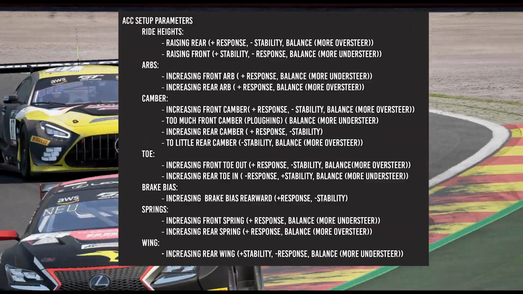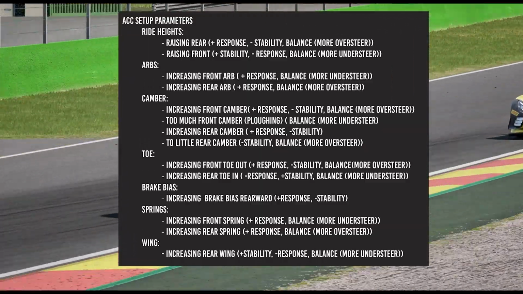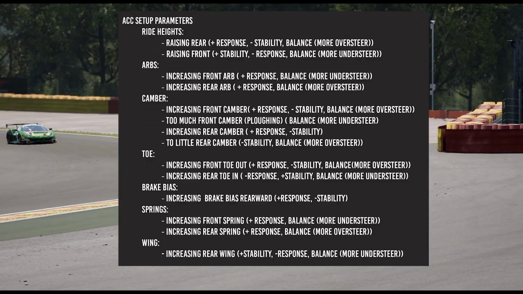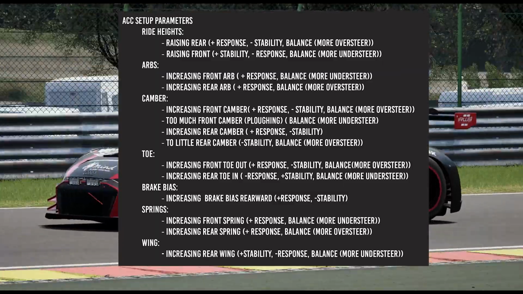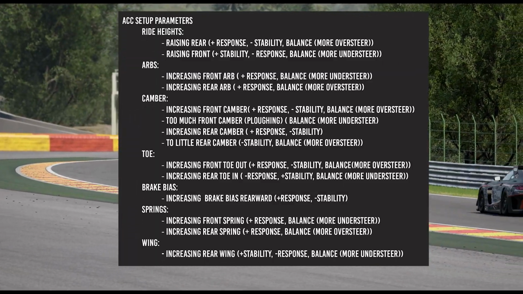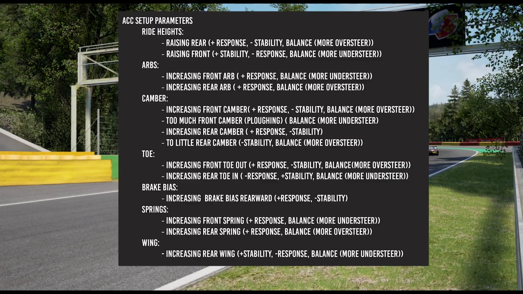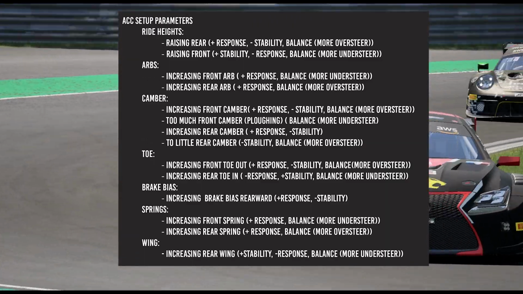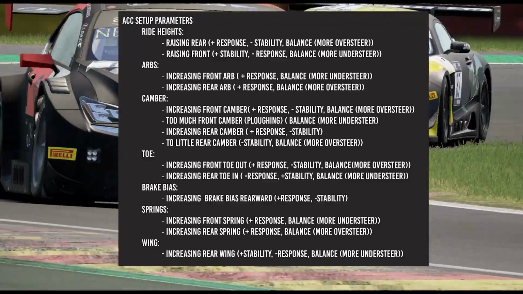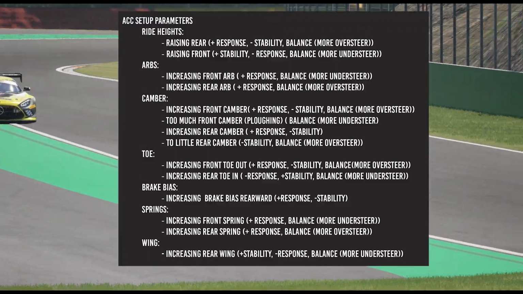And plowing is really notable by mid-corner balance. You're going to have understeer. So if you have a lot of front camber, the car might turn in really well because the response is higher, but it might start pushing mid-corner. That's plowing, and that's just because you have too much front camber. So there's kind of a window you need to be in. You don't want to go too far. Otherwise, you get the opposite effect, but it's something to look out for.